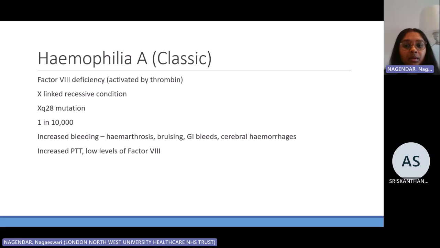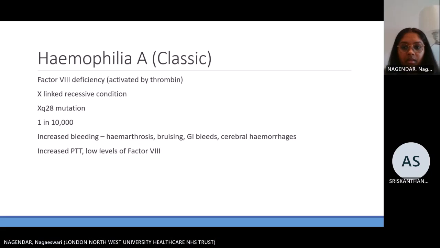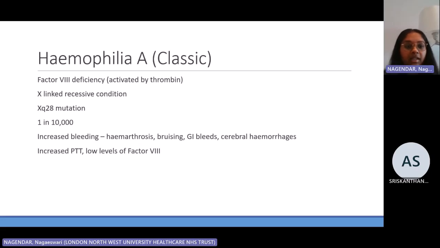So some of these people will make a defective factor VIII protein, but others will produce insufficient amounts. Either way, they do not have enough factor VIII to achieve haemostasis. And the initial diagnosis of haemophilia can be due to the symptoms that are noticed. So these patients will have increased bleeding risks, which can manifest in haemarthrosis, which is effusions of blood in the joints.